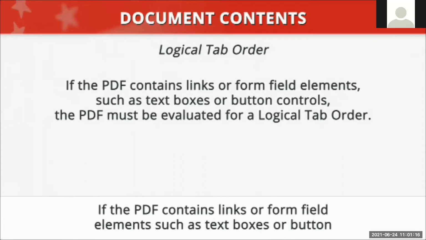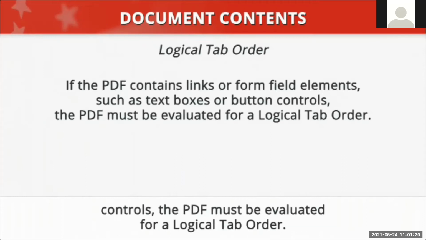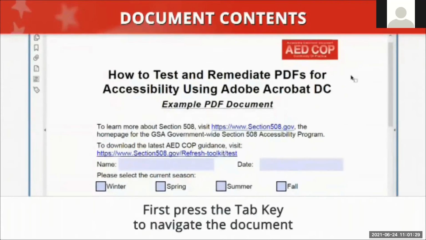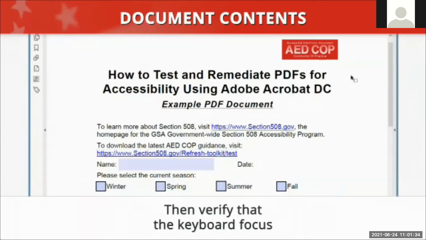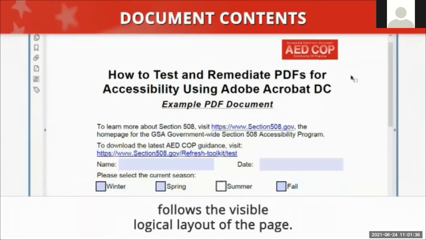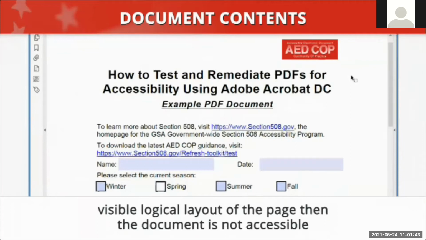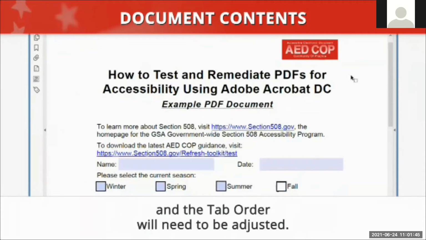If the PDF contains links or form field elements, such as text boxes or button controls, the PDF must be evaluated for a logical tab order. The tab order must follow the visible logical layout of the page. To evaluate the tab order, first, press the Tab key to navigate the document. Then verify that the keyboard focus follows the visible logical layout of the page. When pressing the Tab key, if the keyboard focus does not follow the visible logical layout of the page, then the document is not accessible, and the tab order will need to be adjusted.